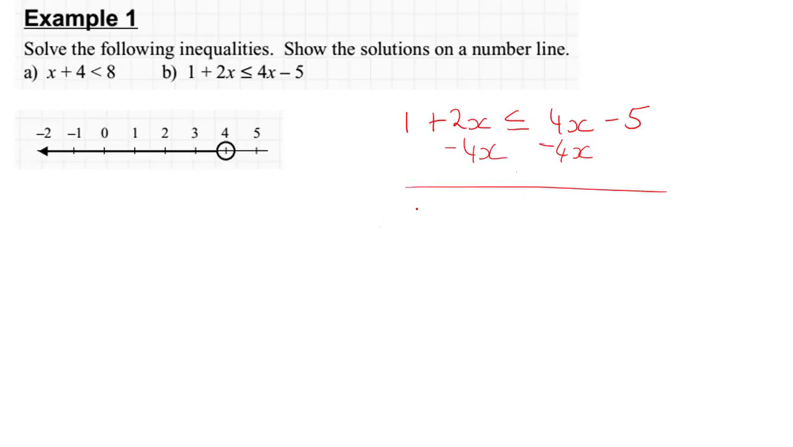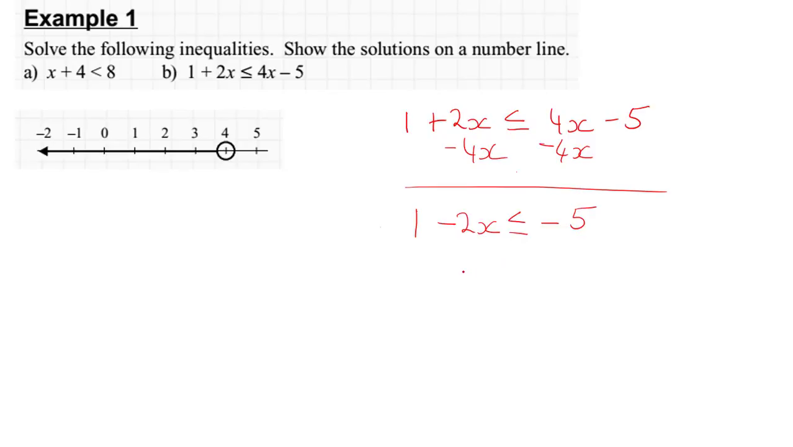Now, I've got the 1 there. Now this is 2x take away 4x, which is negative 2x. Then you keep the sign, and then 4x take away 4x is gone. The only thing left is now negative 5. So put negative 5 there.